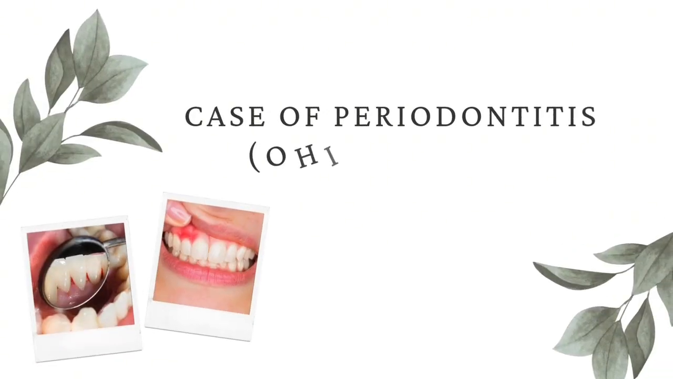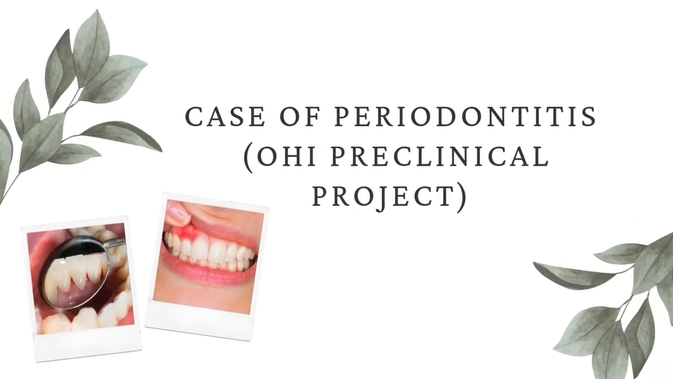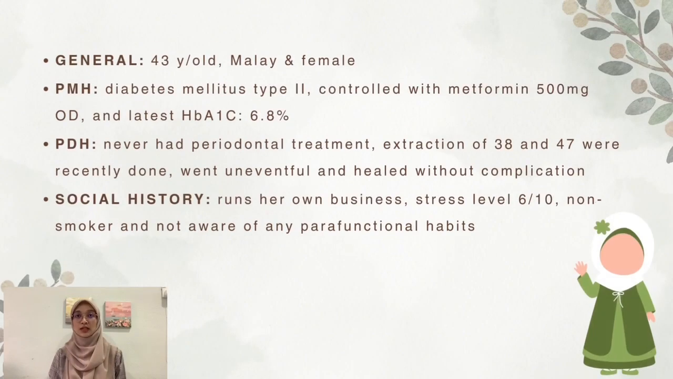Now, I would like to present the case of periodontitis for the oral hygiene instruction preclinical project. The case has been provided for this project. For this case, the patient is 43 years old, female. She has diabetes mellitus type 2, controlled with metformin 500 mg once a day, and the latest HbA1c is 6.8%.